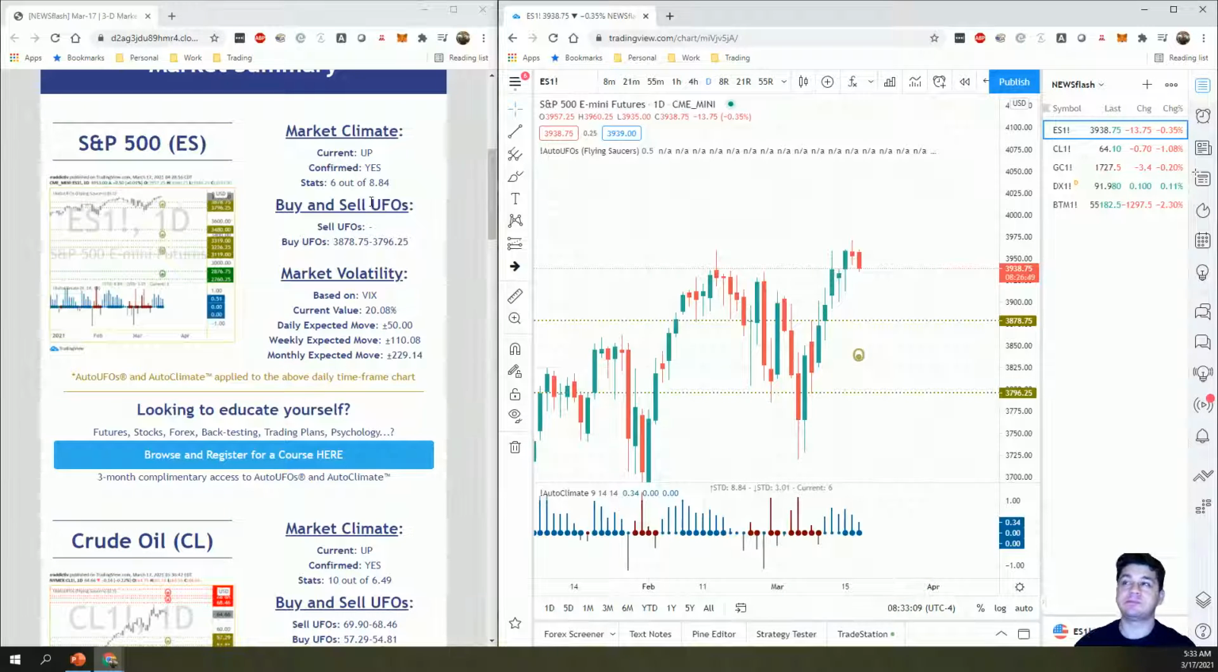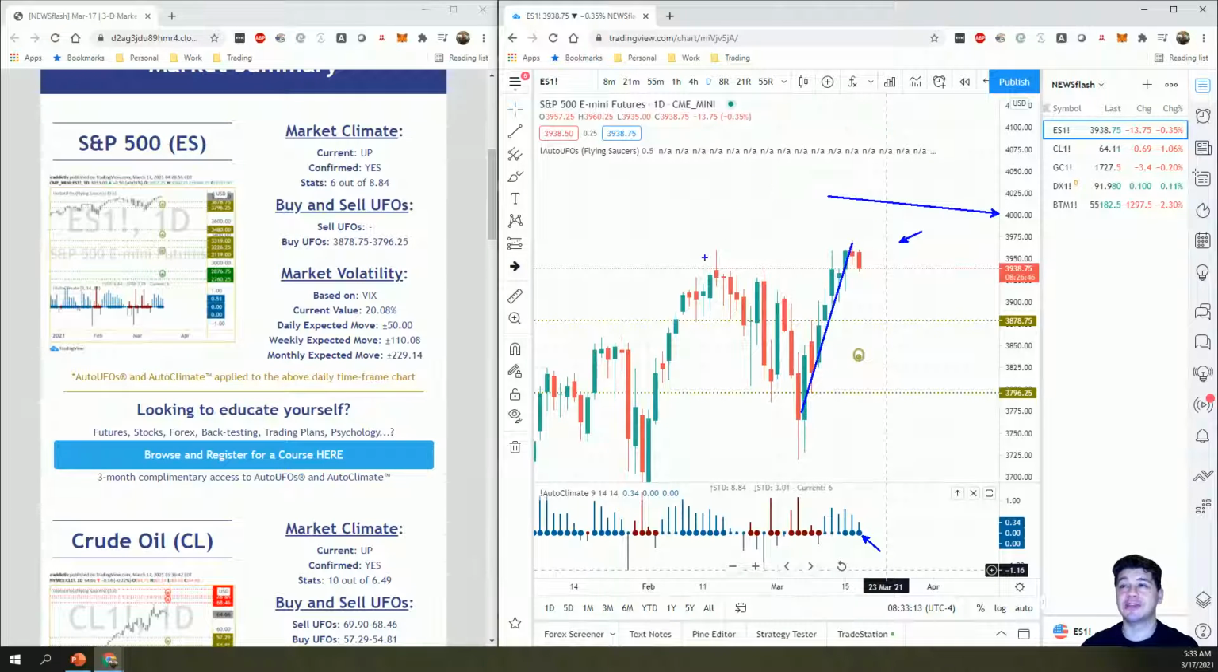Okay, so on the current microclimate, we are still looking at an up climate, right? We had this really powerful recovery move pushing up on those all-time highs. Did not quite get to that magical 4,000 number, but we did push to another all-time high. We are currently on the 6th day up out of typically 9. The climate, as I said, is confirmed, and it is up climate. The buy UFO is the one right here, 3878.75 to 3796.25. That is the nearest UFO.